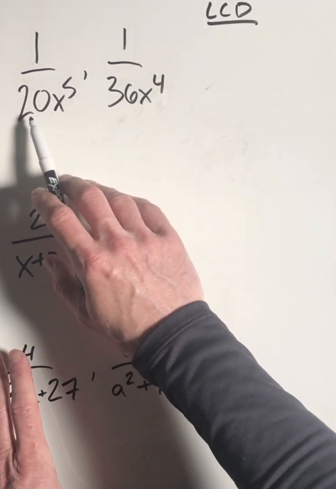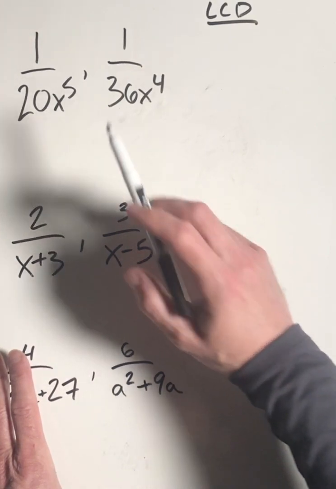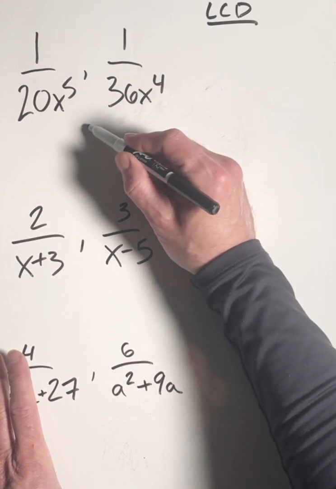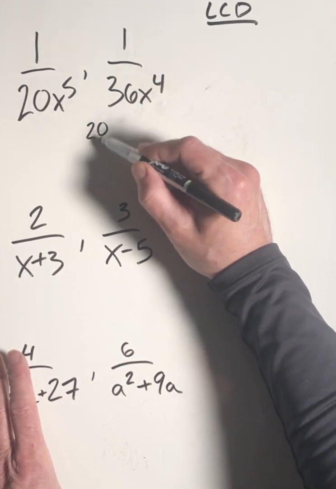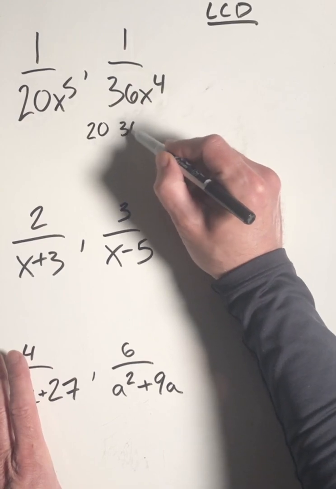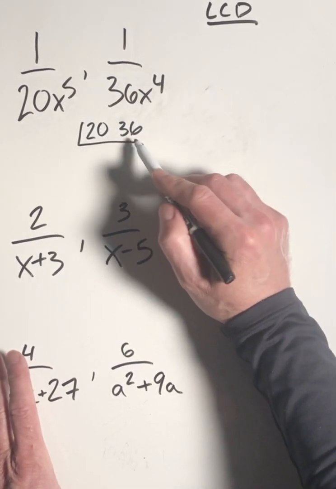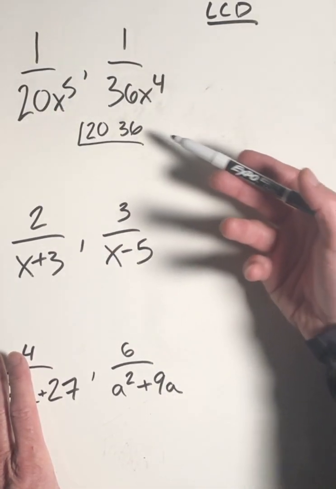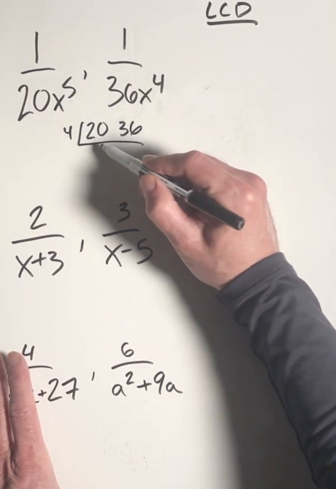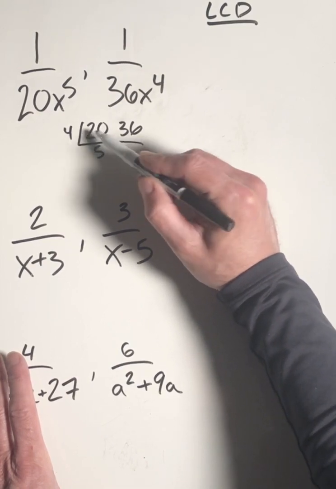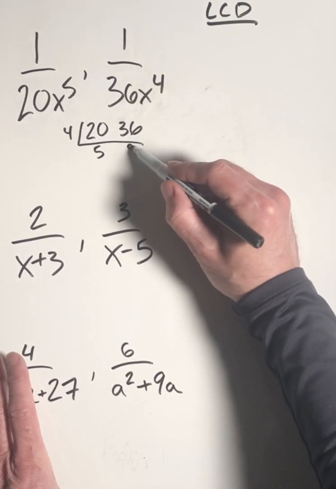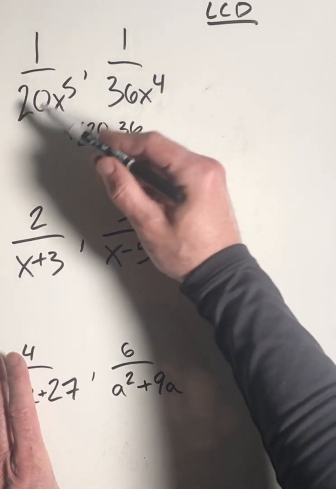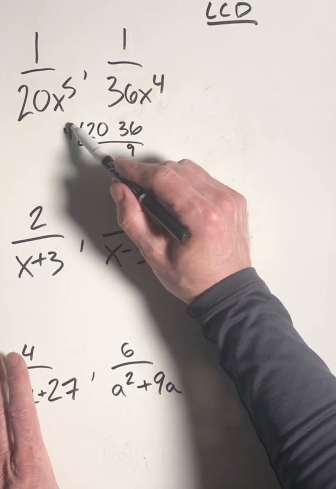that is a multiple of both 20 and 36. So the best way to do that would be to find the greatest common factor between these two numbers by using subsequent division. So we take 20 and 36, we try to divide by the highest number that we can, or the greatest common factor that we find. And for me, that number would be 4. 20 divided by 4 is 5, 36 divided by 4 is 9. So these numbers don't share a common factor, so the greatest common factor between 20 and 36 is 4.